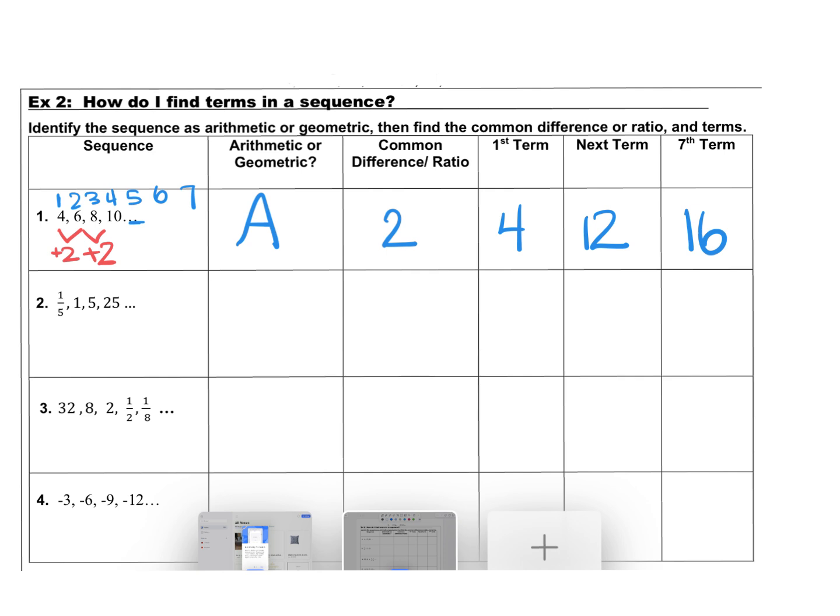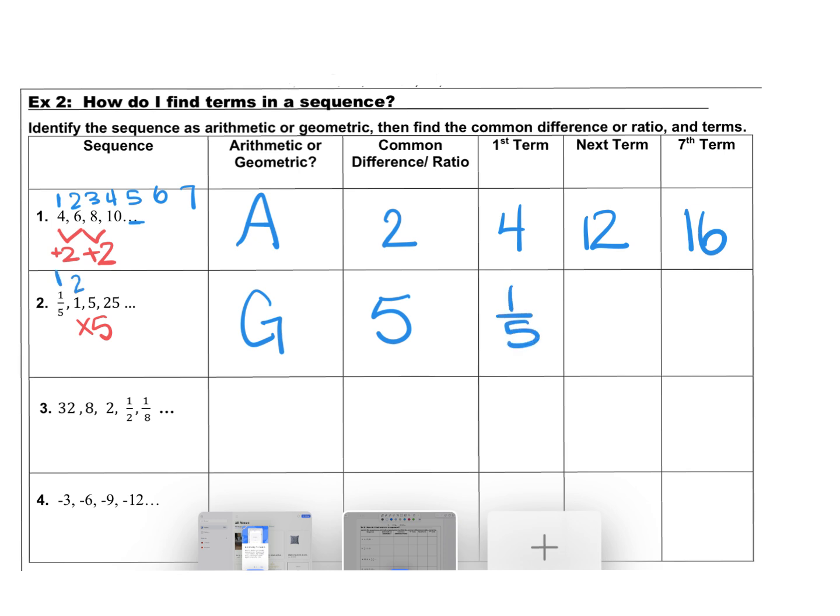All right, question number 2, let's take a look. It appears that we have 1/5, 1, 5, 25. Well, it looks like we're multiplying by 5. Since we're multiplying, that is going to be geometric. And because we're multiplying by 5, our common ratio is 5. And then that first term is the 1/5.